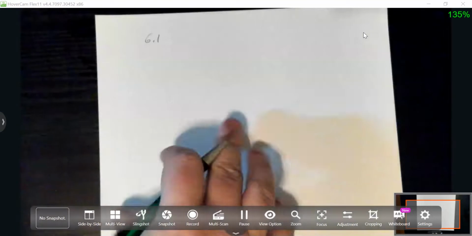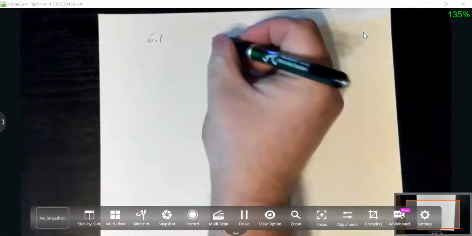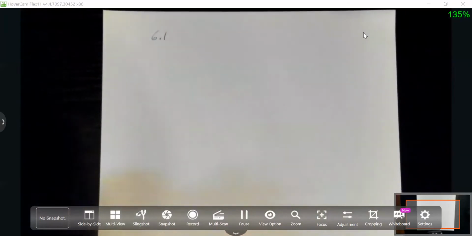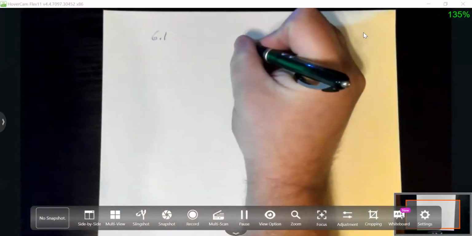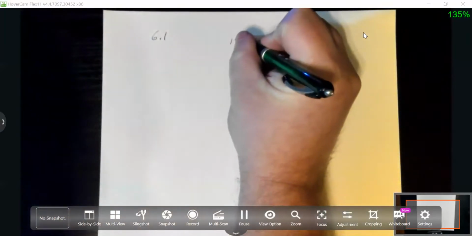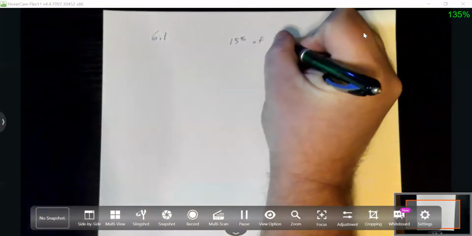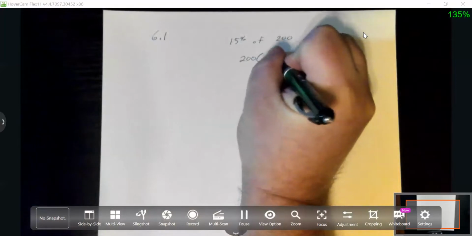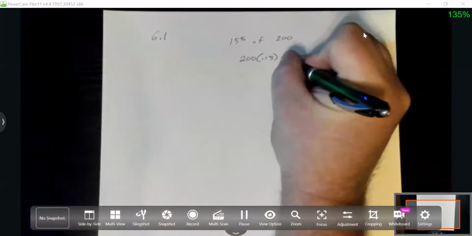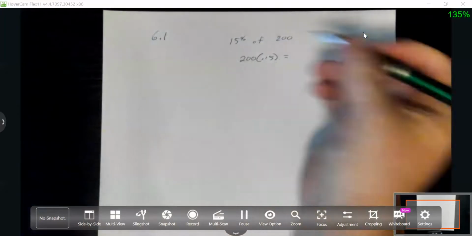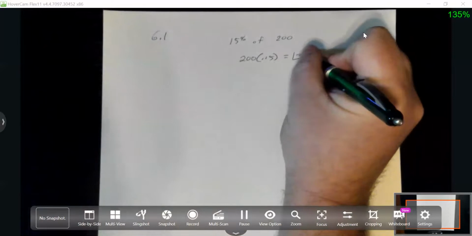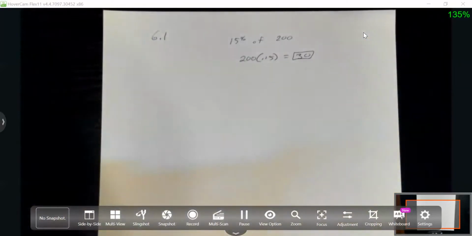Way back when you first started talking about interest, like 6th grade, we would have talked about a couple of things. Our basic one is just things like taxes, simple percentages. If we wanted to find 15% of 200, we would take that 200 and multiply it by 0.15, which is the percent as a decimal, and that would tell us what the percentage is. In this case, that would be 30.